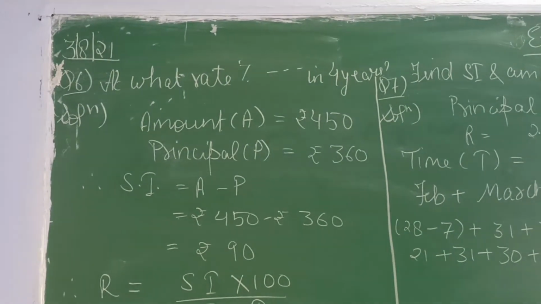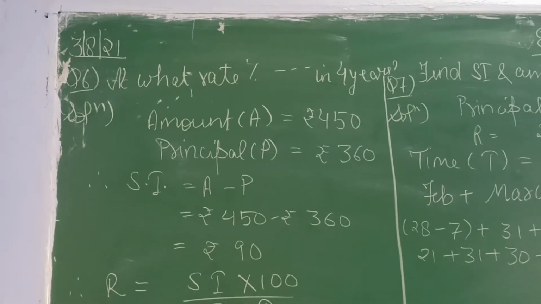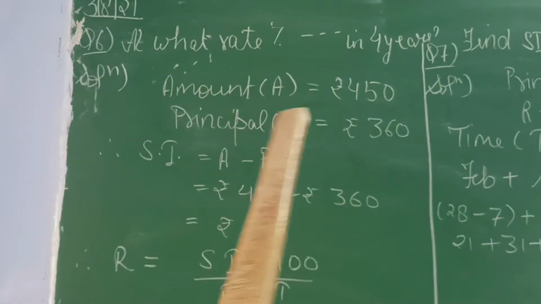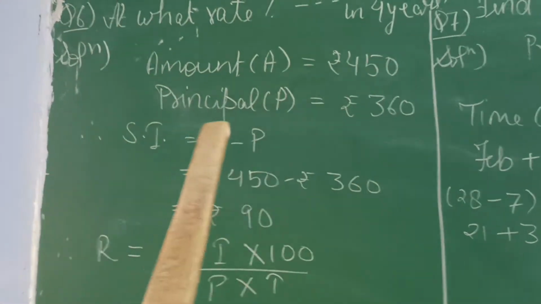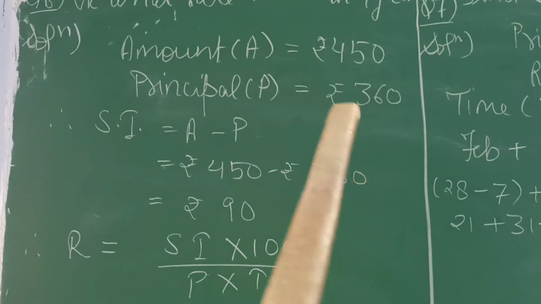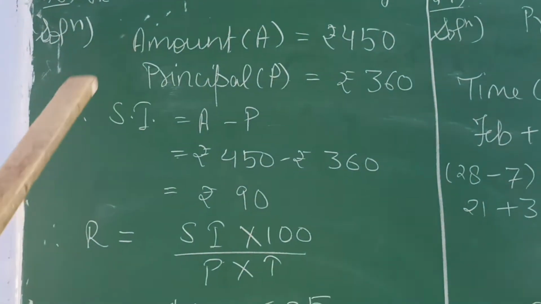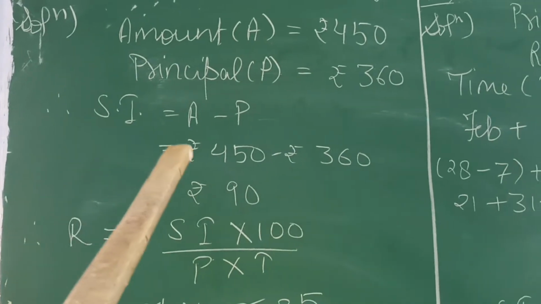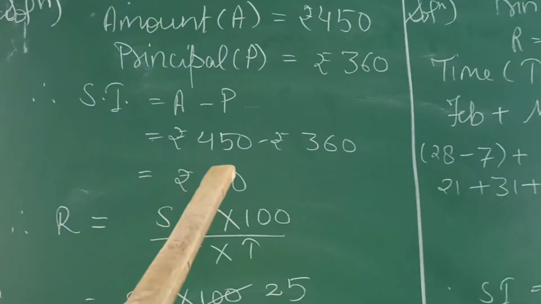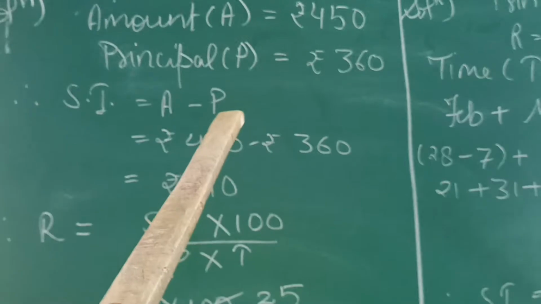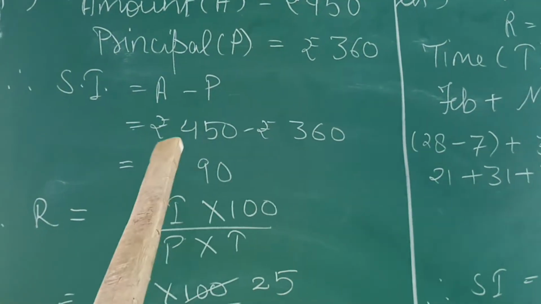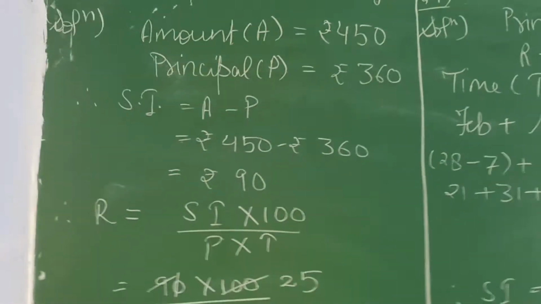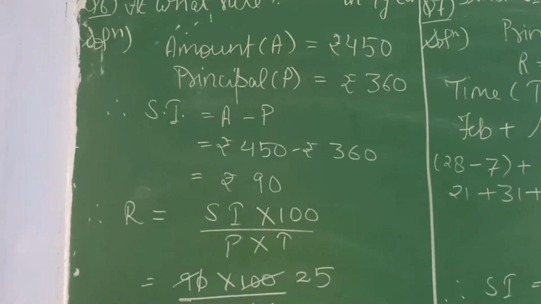4 years. It means you have to find out the rate of interest, and they have given you the amount, principal, and the time. See, amount they have given rupees 450, principal they have given rupees 360. With the help of the amount and principal we will find out the simple interest. The formula for the simple interest is amount minus principal. In place of amount we will write 450, in place of principal we will write 360. After subtracting we are getting rupees 90. Now we know the SI.